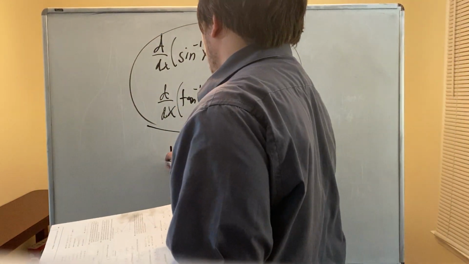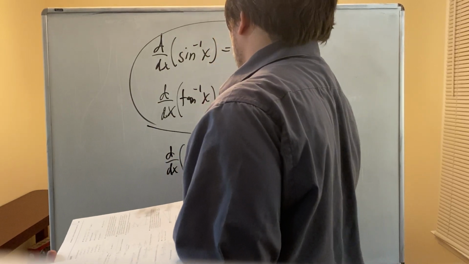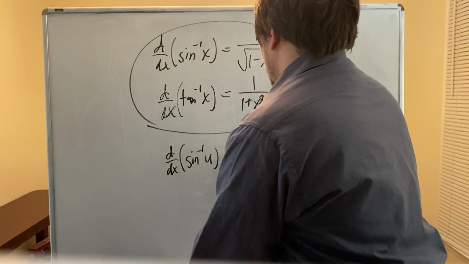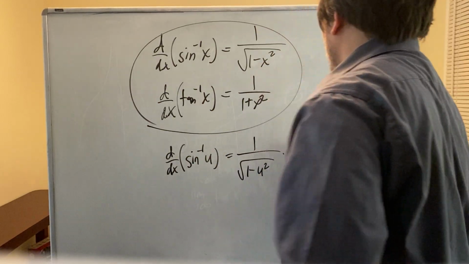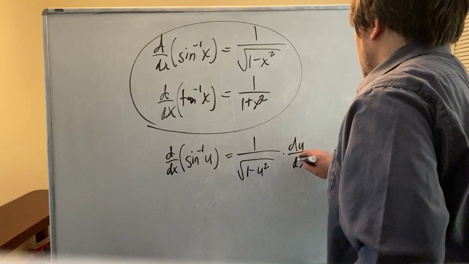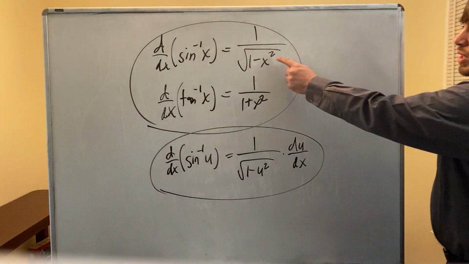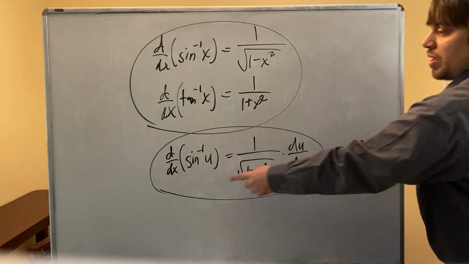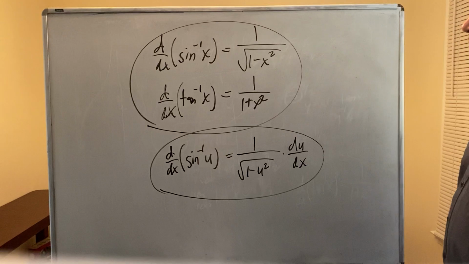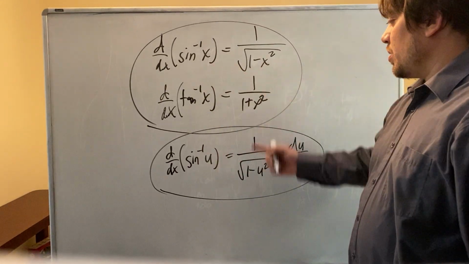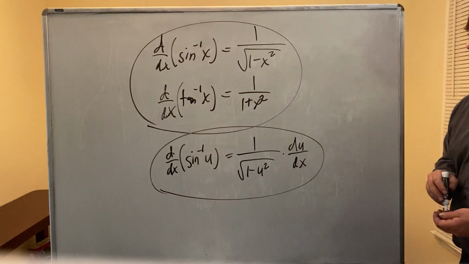So for instance, d/dx of sine inverse of u, where u is a function of x, would be 1 over the square root of 1 minus u squared times du/dx. That's an example of using the derivative of an inverse trig function combined with the chain rule. Okay? You would say u instead of an x, but then you multiply the end result by du/dx.